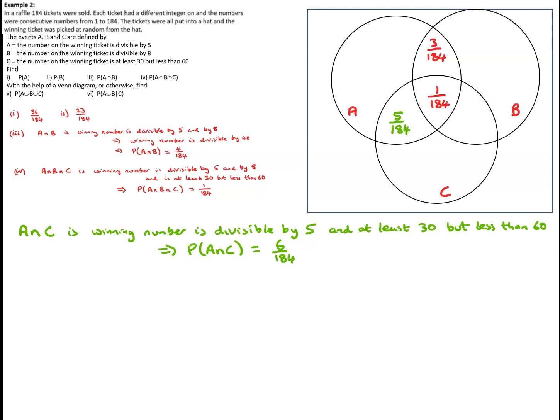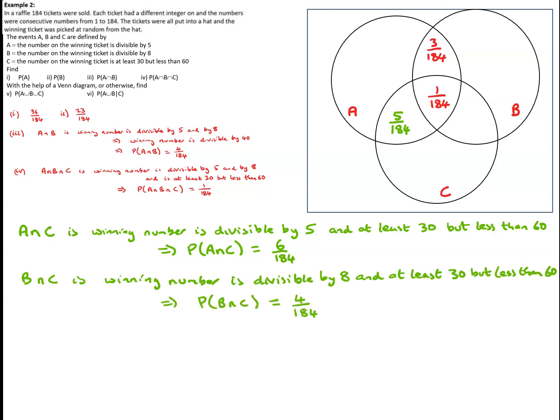Similarly, B intersect C is where the winning number is divisible by 8 and at least 30 but less than 60. Well, 32, 40, 48 and 56 will satisfy those conditions. So the probability of B intersect C is 4/184ths, which means that the bit of B intersect C that doesn't include A intersect B intersect C will have a probability of 3/184ths.